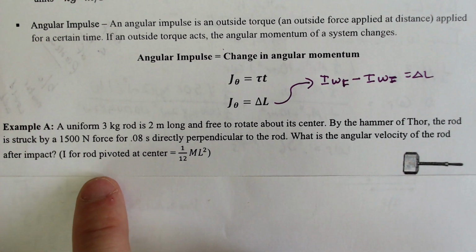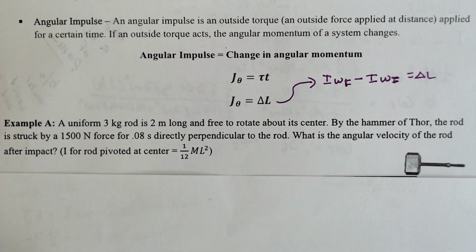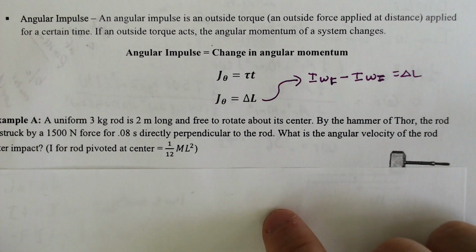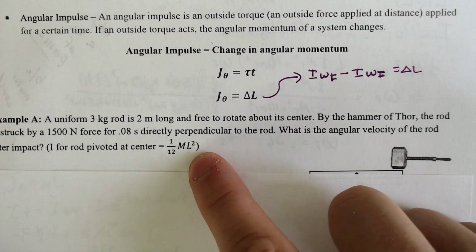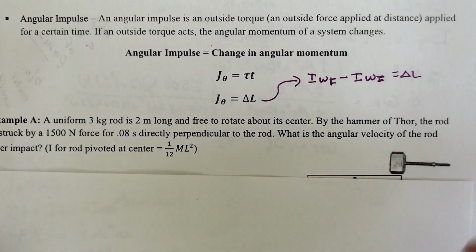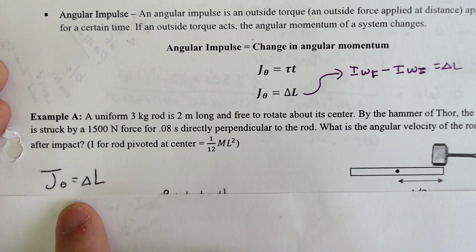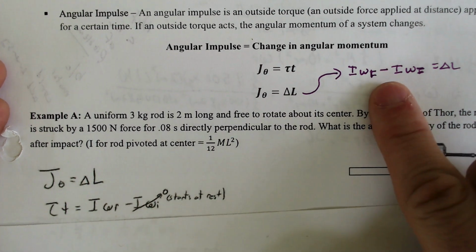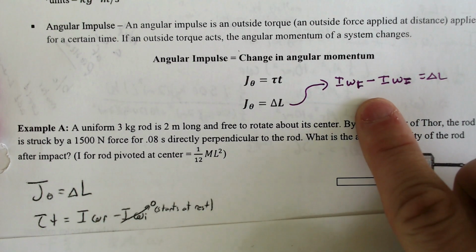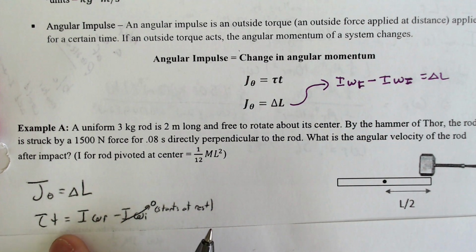Remember, for these problems you're going to be given the I equation because it's different for each and every object. There are some that you'll end up memorizing, but for most of them you won't. Because it's pivoting at the center, it's 1/12 ml squared. You can also see the L as the length or the radius of the circular thing that's spinning. Our angular impulse is equal to the change in L, which is the final minus the initial momentum, and there we have our formula.